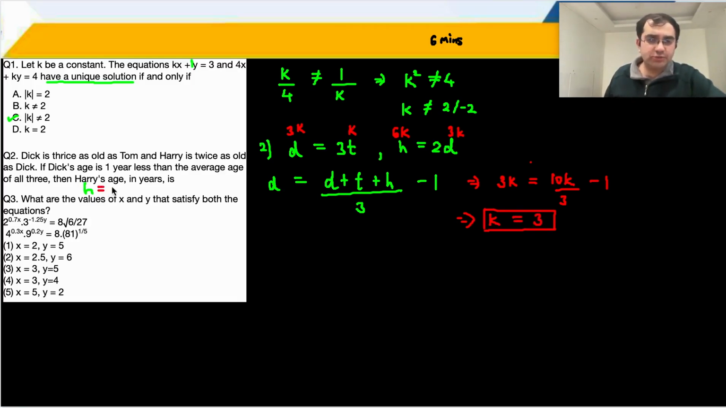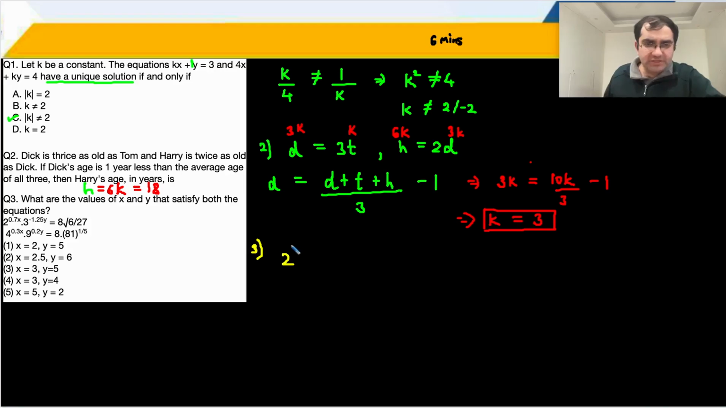H is equal to 6K. So you get the answer as 18. 18 is the right answer. Simple question. Very, very simple question. And then we go for the third question where your knowledge of exponents is immediately being used.